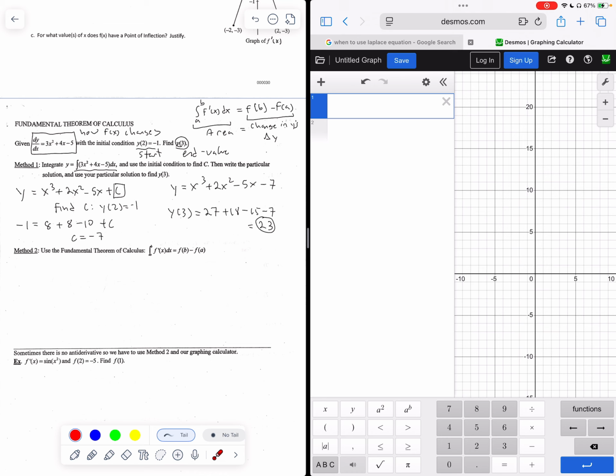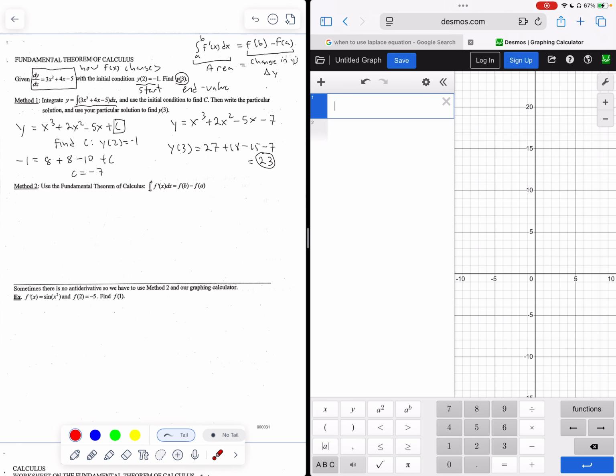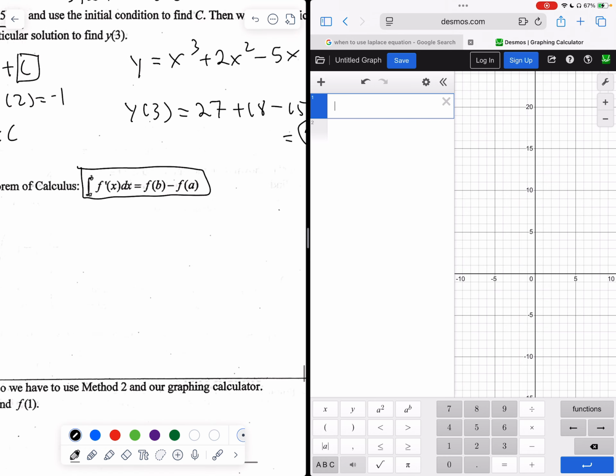But there's another way we can do this, and this is the beautiful way. I think it's a very beautiful way. It's called using the fundamental theorem. To do so, we are going to use a definite integral instead of an indefinite integral this time. So I'm going to zoom in here a little bit. Remember, this is just saying that the integral from a to b of the derivative is just going to be the difference in the y values. In other words, the area is the difference in the y values. In other words, the area is the change in y on a certain domain.